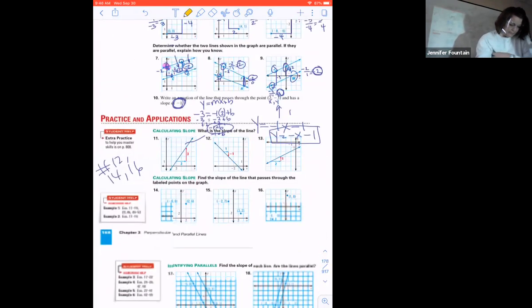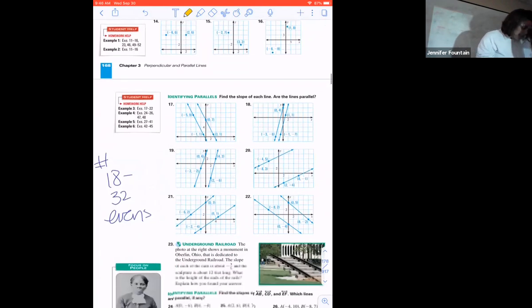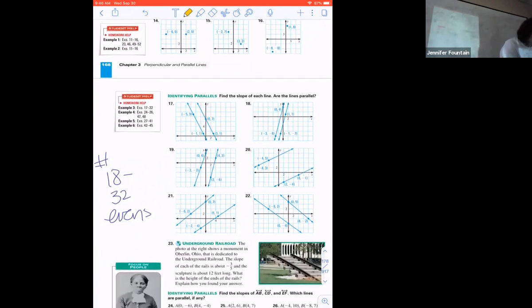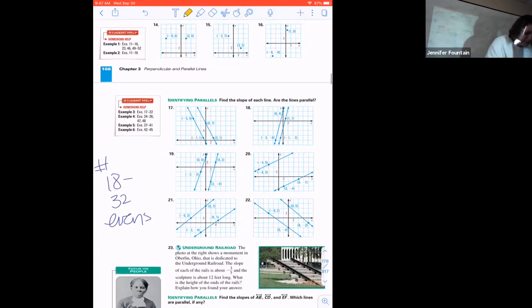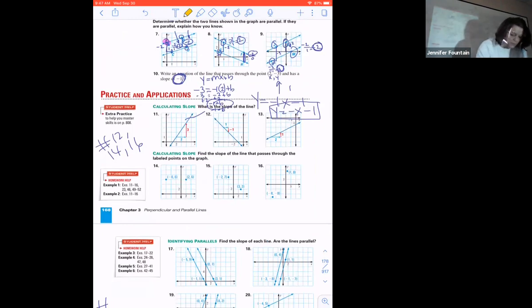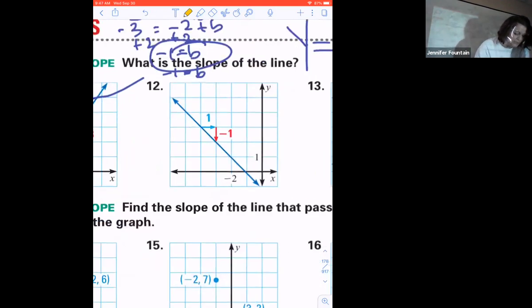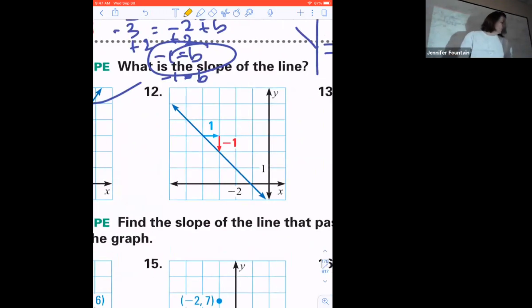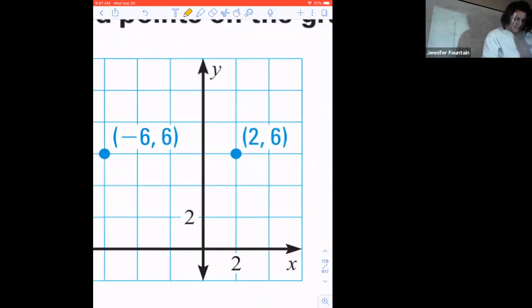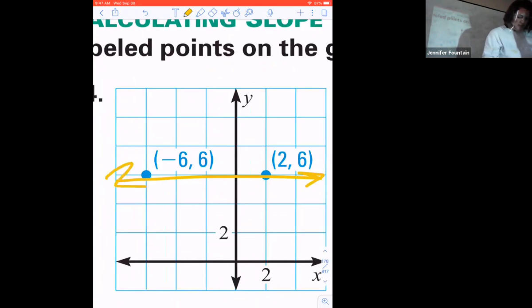All right, section 3.6, we've got page 168. On page 168 we have 12, 14, and 16. In number 12, it says, what is the slope of the line? If I go to the right one and down one, what is my slope? -1. Number 14, find the slope of the line that passes through the labeled points on the graph. If I connect those points, I can see that I've got a horizontal line, so the slope is 0.